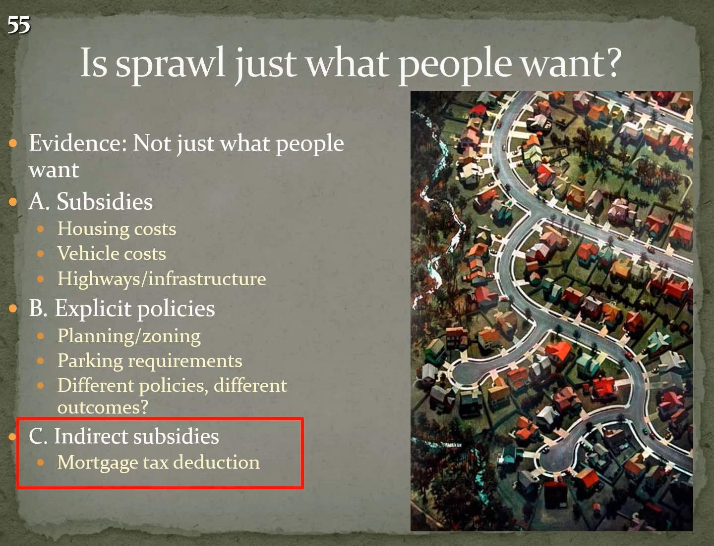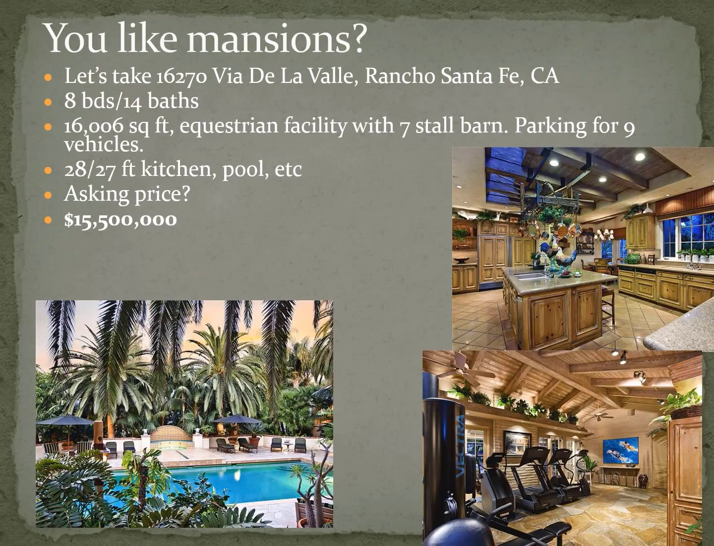And so is sprawl just what people want? No, and there's other ways that we could be doing this. One last example of encouraging sprawl, which is something called the mortgage tax deduction. Just a quick last example to wrap up.